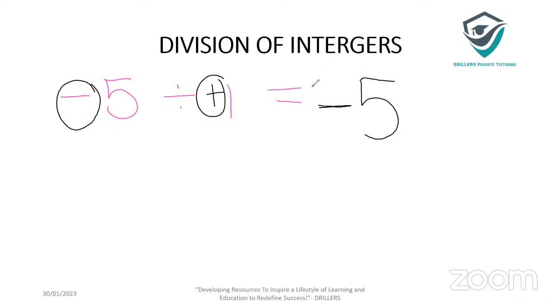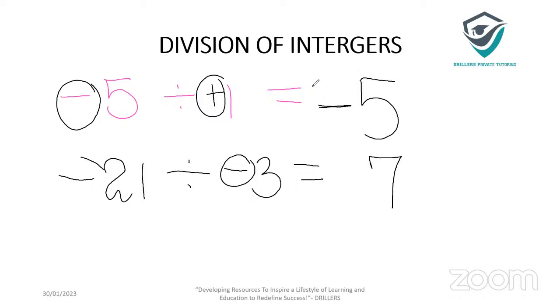So let's just say I had -21 divided by -3. So what we're going to have here, 21 divided by 3 will give me 7. And because we have the same sign, this is going to be +7.